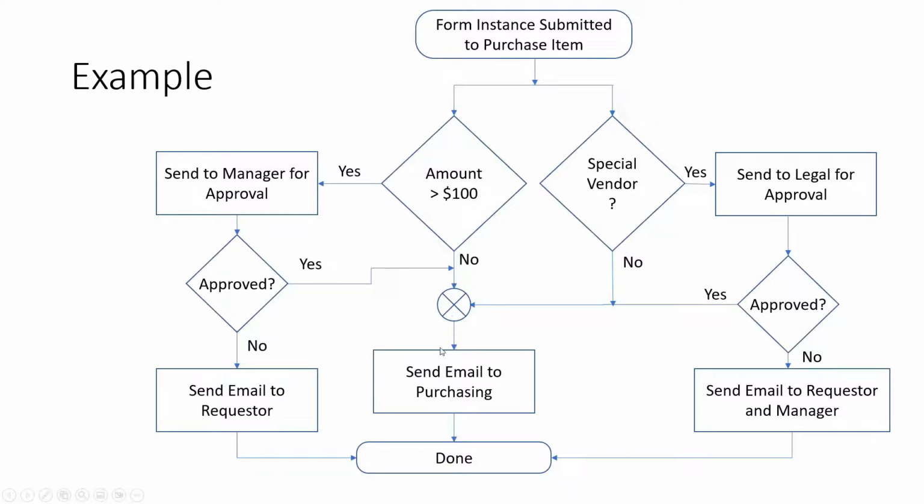And if it's yes, then go down here, send it to purchasing. Otherwise, send an email to the requester to say, hey, it wasn't approved. Send an email to requester and to the manager to say, hey, legal says no. So that's an example of what we want to be able to build, and we want it to look kind of like this.